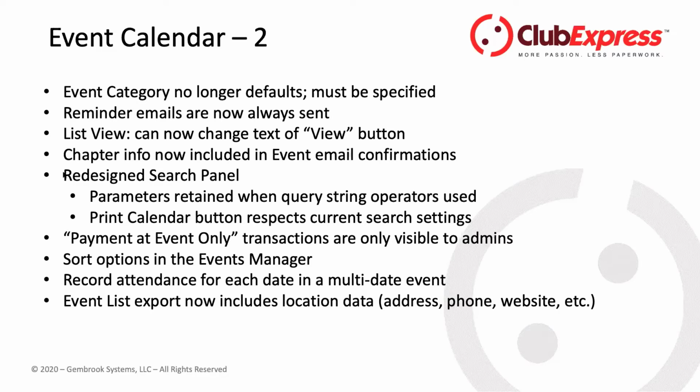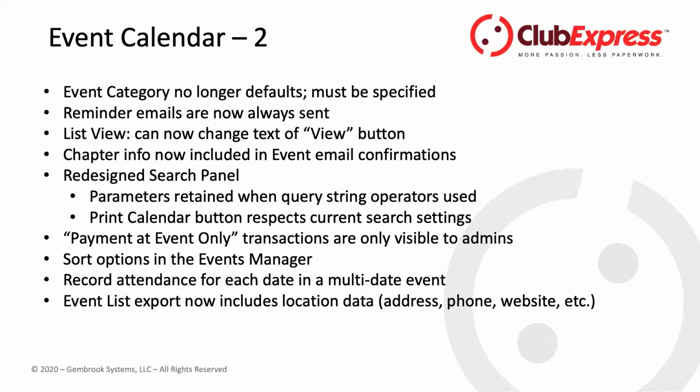And then this is one of these features that's not yet deployed, and that is the search panel. So the search panel in the event calendar has been redesigned. It's much easier to find. It'll now be a button across the top. And more importantly, it's got some new options, but also when you use the query string options, which is a very advanced feature in the event calendar, it's documented in the help system. Those query string operators will now feed into the search panel so that's the view that you'll see, but you can then modify it.